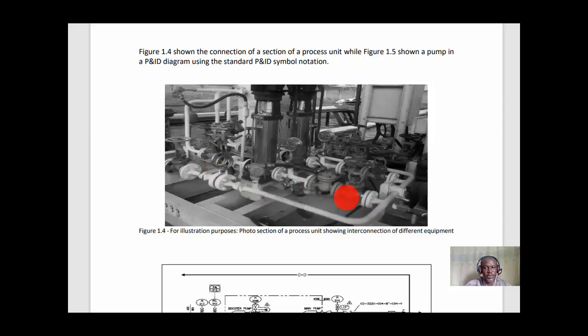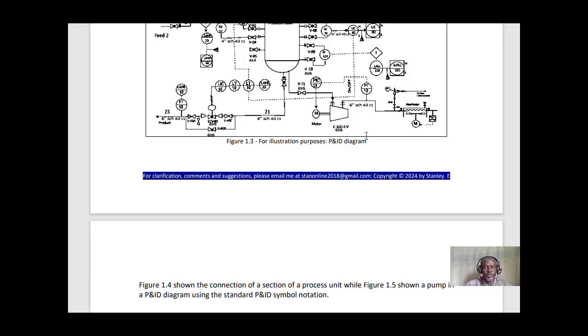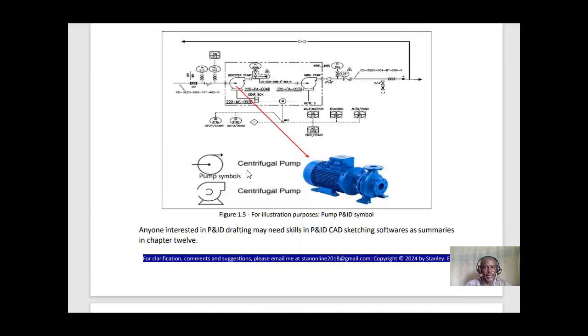This photo is a section of a process unit. As you can see, it shows different equipment: you can see a valve, a pump, a thermocouple. Anyway, it's just a section, not drawn to scale. So we're always trying to differentiate between a photo section of a plant, the graphic symbols, and the P&ID symbols. This is the graphic symbol, this is a photo section, then this is the P&ID standard symbol.